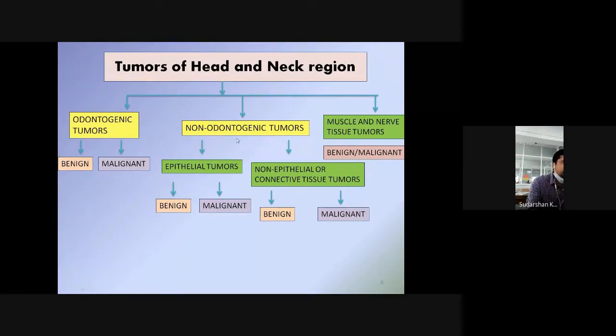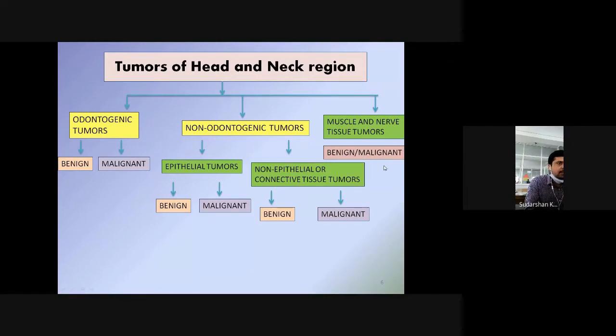So all other tumors except these odontogenic origin are considered as non-odontogenic tumors. These tumors arise from the other tissues of the head and neck region. So these can be again epithelial tumors which arise from the oral mucous membrane, or non-epithelial or connective tissue tumors, which are basically the mesenchymal tumors, which arise from the fibrous connective tissue, bone, cartilage, blood vessels, or fat tissue. So whatever tissues that are present in the oral cavity, in the head and neck region, all these tissues can show these benign and malignant connective tissue tumors. Similarly, you have special tumors, that is muscle and nerve tissue tumors. Again, they can be benign and malignant.